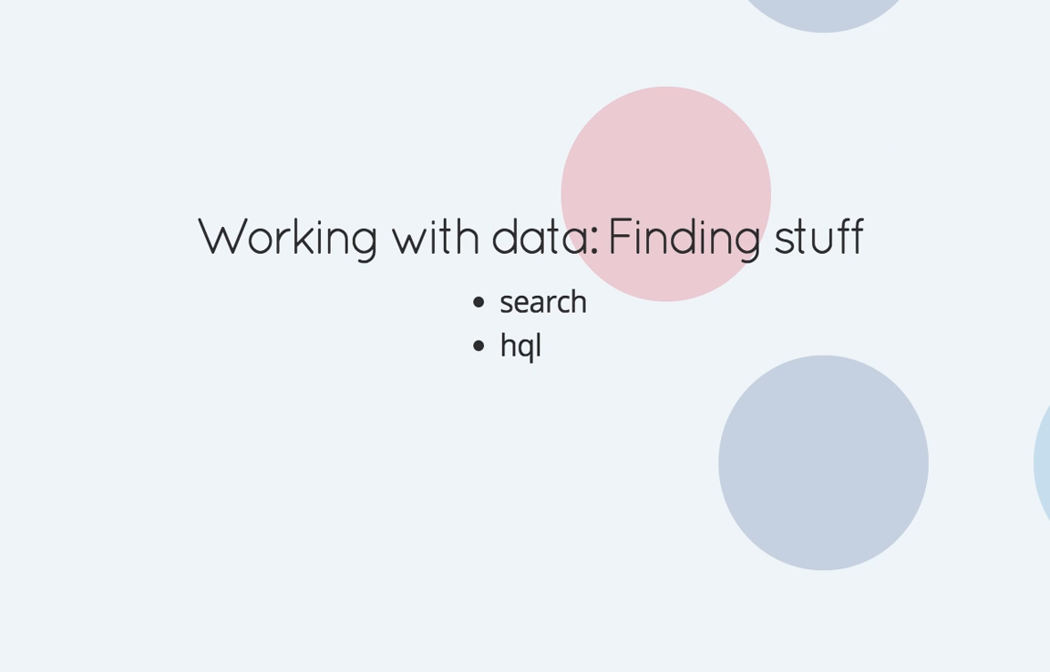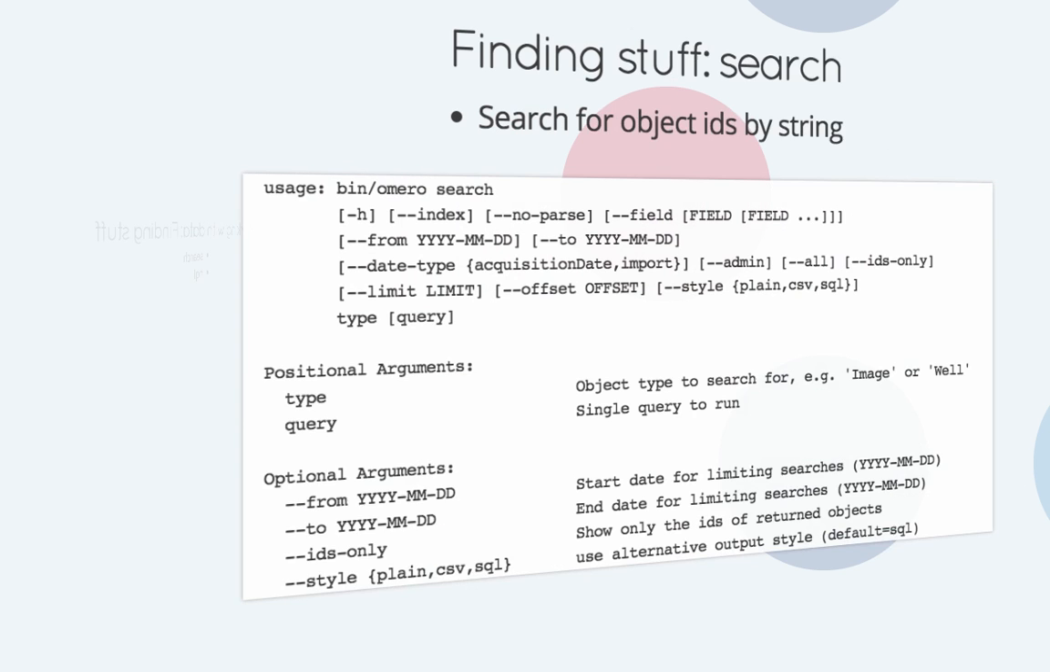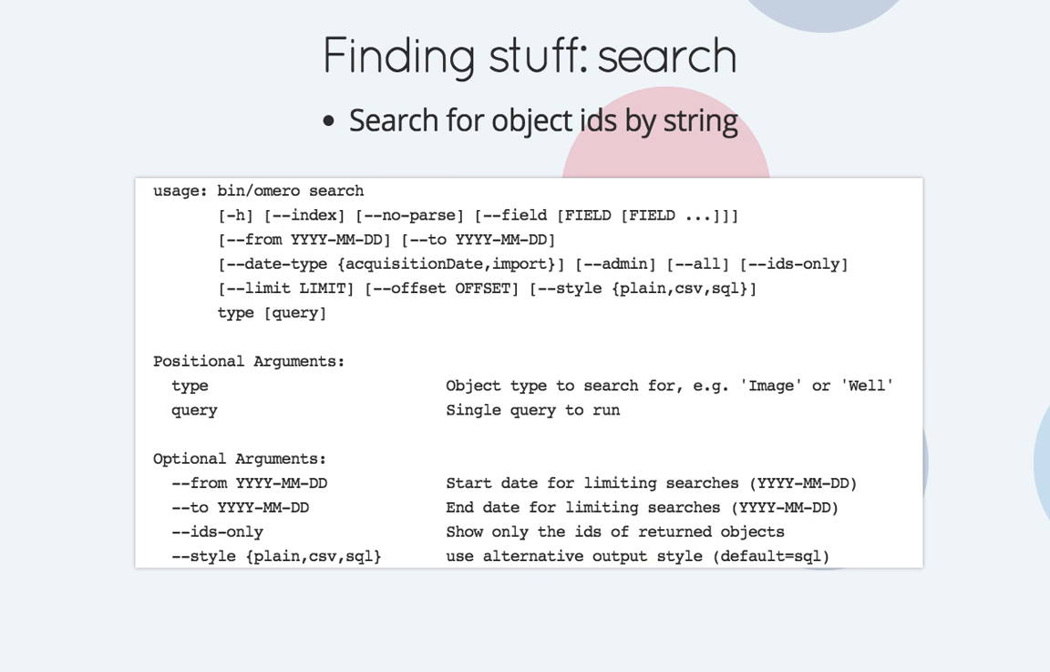So working with data, now looking at finding things, so I'm going to mention a couple of commands here which are basically search and HQL. The search will search for object IDs by string. There are quite a few arguments you can give it. They restrict things like the date, or whether you want the IDs only returned. So this really is both for restricting the search and for providing the output in a form that you can deal with in a bash script, for instance.